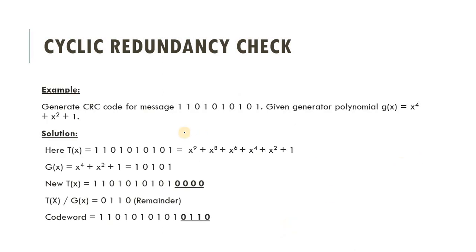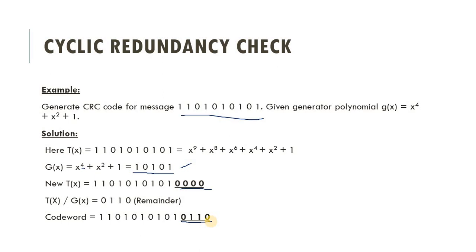This is another example. Suppose this is the message bits. Here the polynomial is x raised to 4 plus x square plus 1. From that we will generate the divisor 10101, and because the maximum power is 4, we are adding 4 zeros to the message. Then we calculate the division with this divisor, and at the end the remainder becomes 0110.